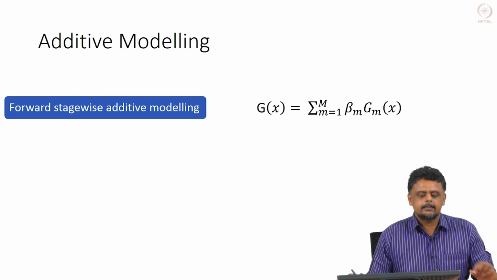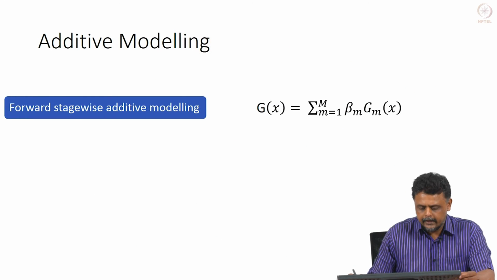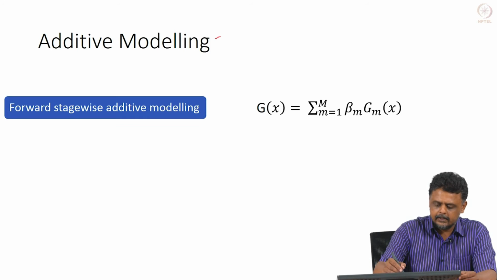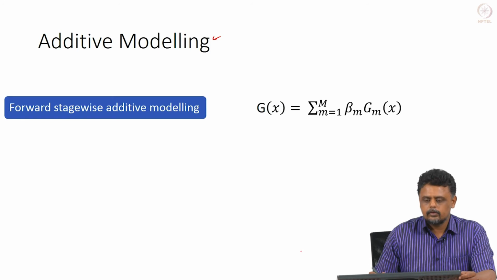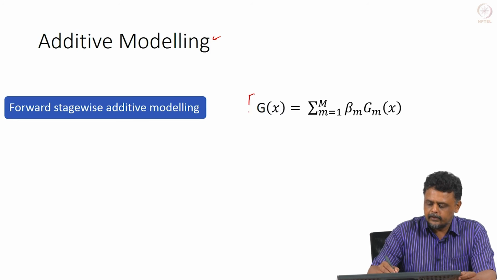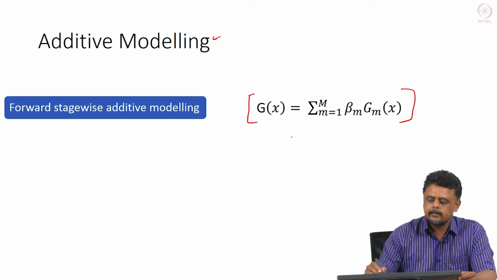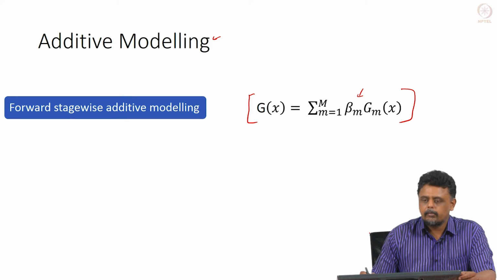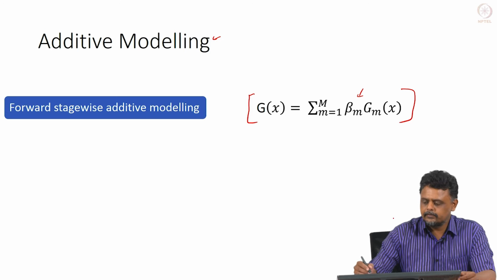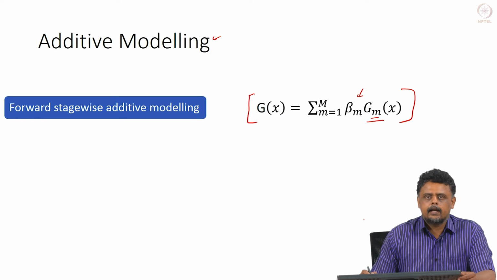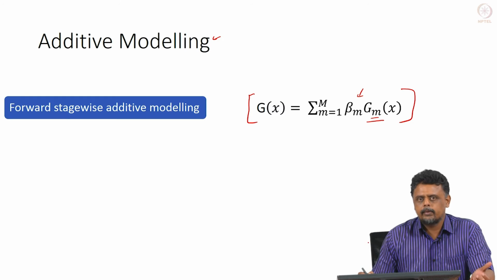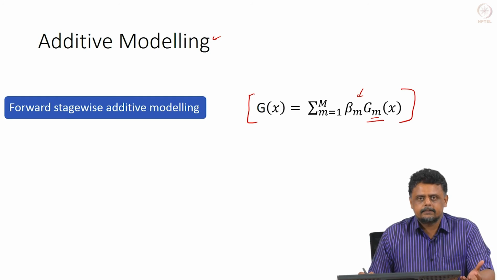So, where does this idea come from? This basically has roots in additive modeling, where we have a particular model where our classifier is nothing but a linear combination of multiple classifiers. Each of these g_m can be a decision stump as we saw earlier, or they can also be regular classification trees.